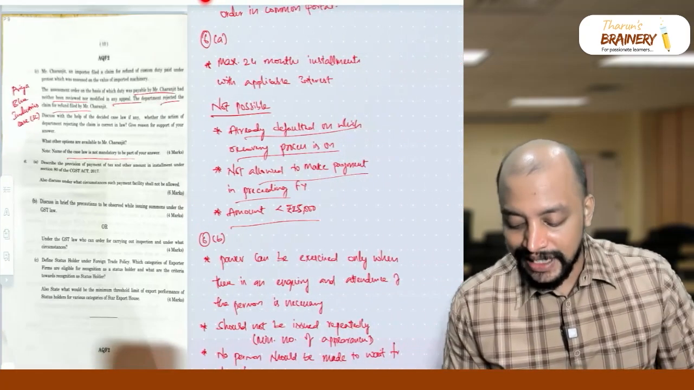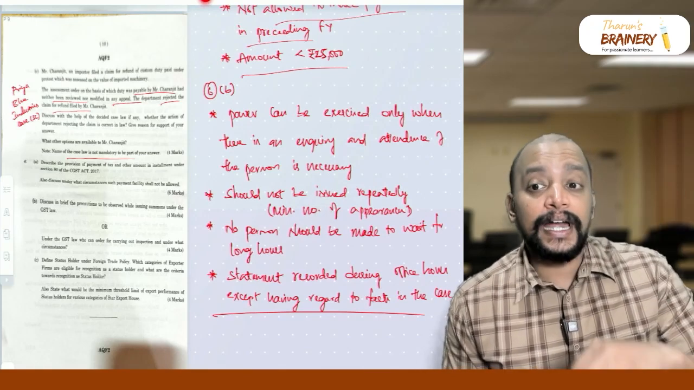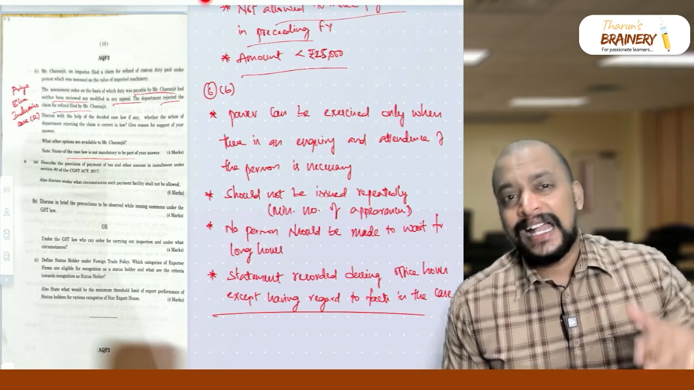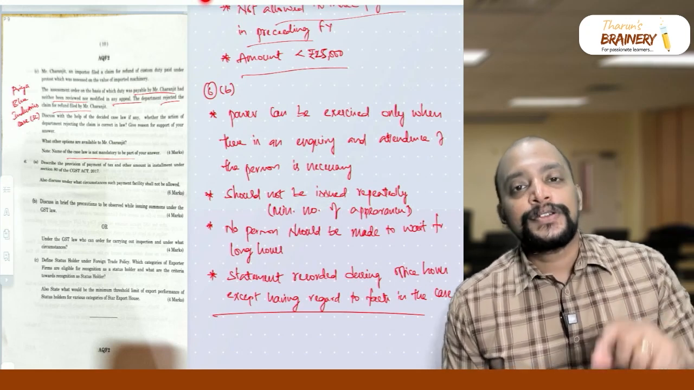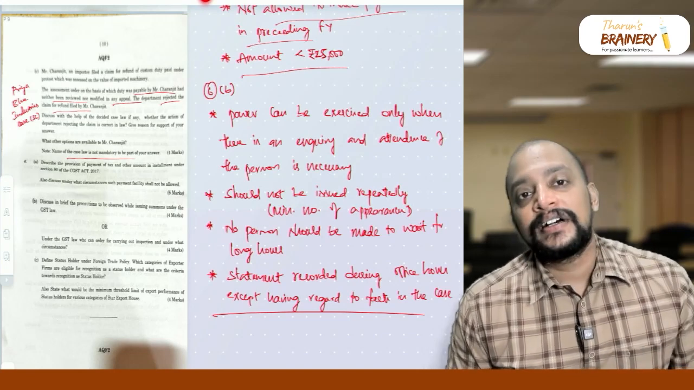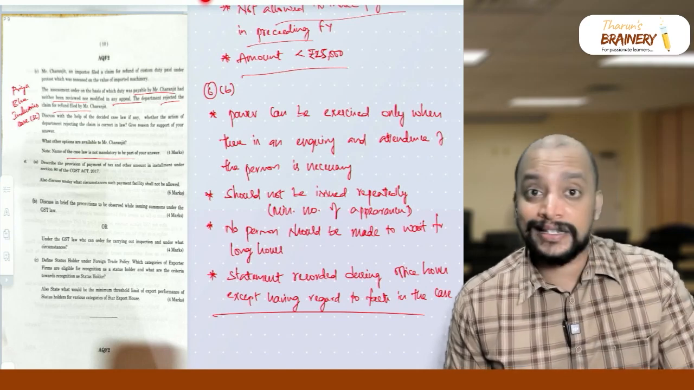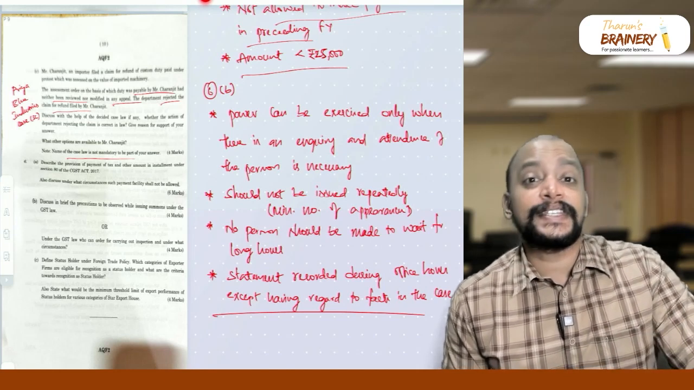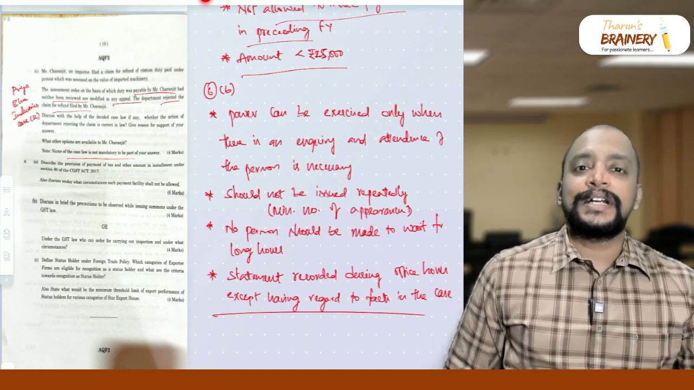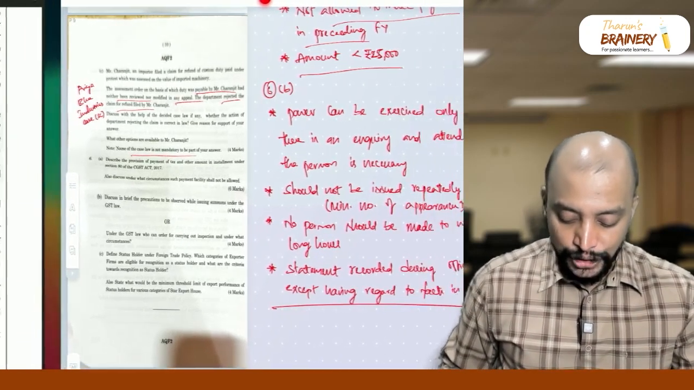But what are the precautions to be taken? So they are telling power can be exercised only when there is an inquiry and the attendance of the person is made mandatory, like required only we need to ask, otherwise not required. And just like that we cannot call the person repeatedly, so the number of appearances should be as minimum as possible. And whenever he is coming for the summons, he should not be made to wait for longer hours, unless that is part of the strategy. Statement should be recorded during the office hours only, but having regard to the facts of the case, it can be extended beyond the office hours. So these are the precautions to be taken.